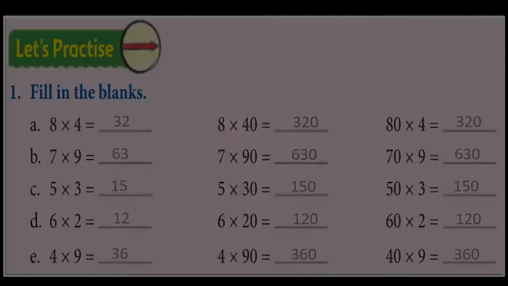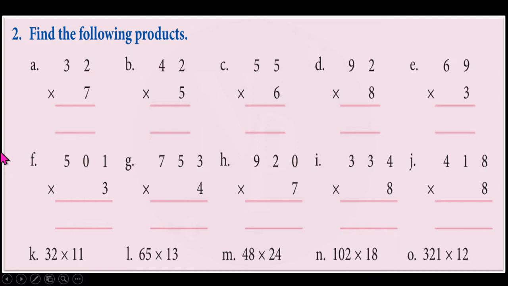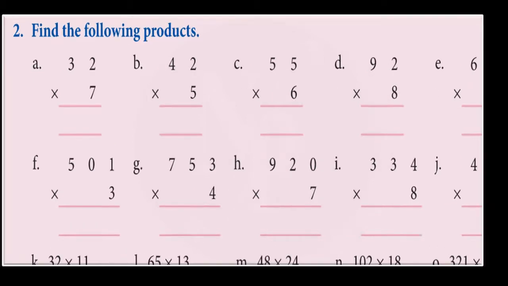Moving ahead to the next question, question number 2. Here we have find the following products. We have to multiply these numbers A, B, C, D and all up to M, N, O. So we should find the products of the numbers given here. Now let us solve these questions one by one. First look at question A.